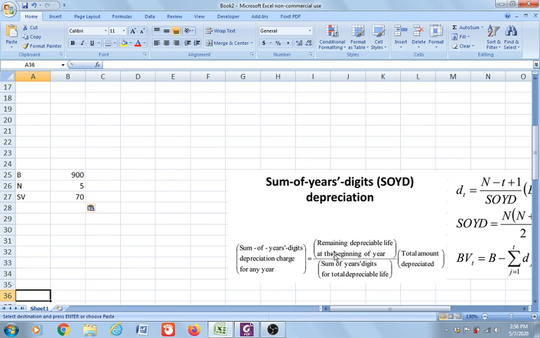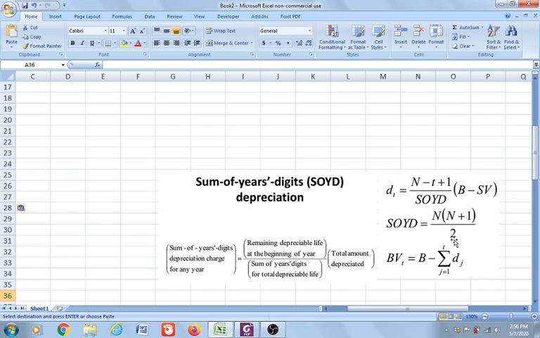So for this example, we have 5 years in total. At the beginning of year one, how many years do we have left? It is 5 years. If we are at the beginning of year two, how many years do we have left? It is 4 years, and so on. So the sum of the years' digits is the total number of years times the total number of years plus 1, divided by 2.